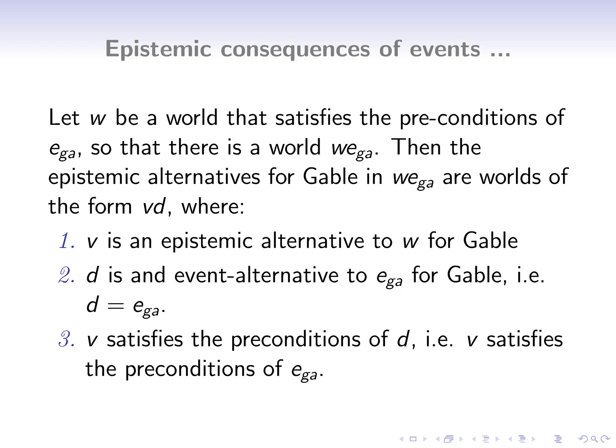The alternatives are worlds of the form V·D, where number 1, world V is an epistemic alternative to W for Gable. Number 2, D is an event alternative to E_GA for Gable, and there's only one possibility, D must be E_GA. And number 3, world V satisfies the preconditions of D, that is, it satisfies the preconditions of E_GA. Or V is a world where Gable is facing a scene just like the picture.